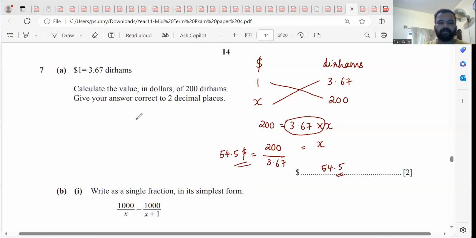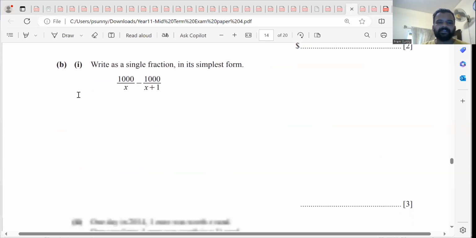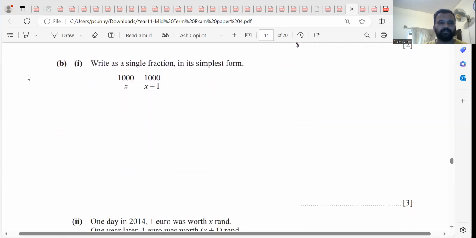Moving on to the second part of this, we have: write as a single fraction in its simplest form. So two fractions I can see, 1000 by x and 1000 by x plus 1. We have studied a simple basic method for addition or subtraction of fractions. I have two fractions and in between subtraction. So for addition or subtraction of fractions, we always follow this method.